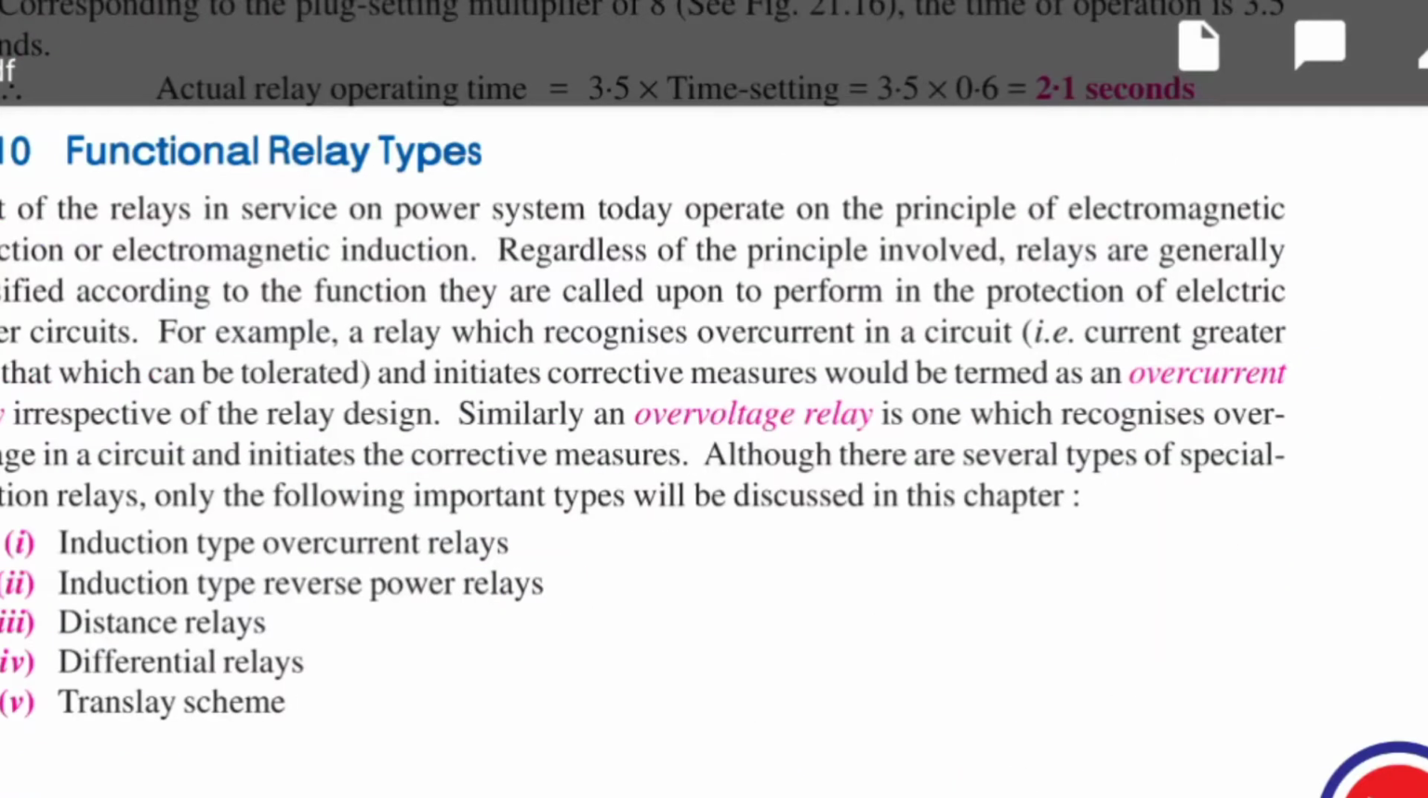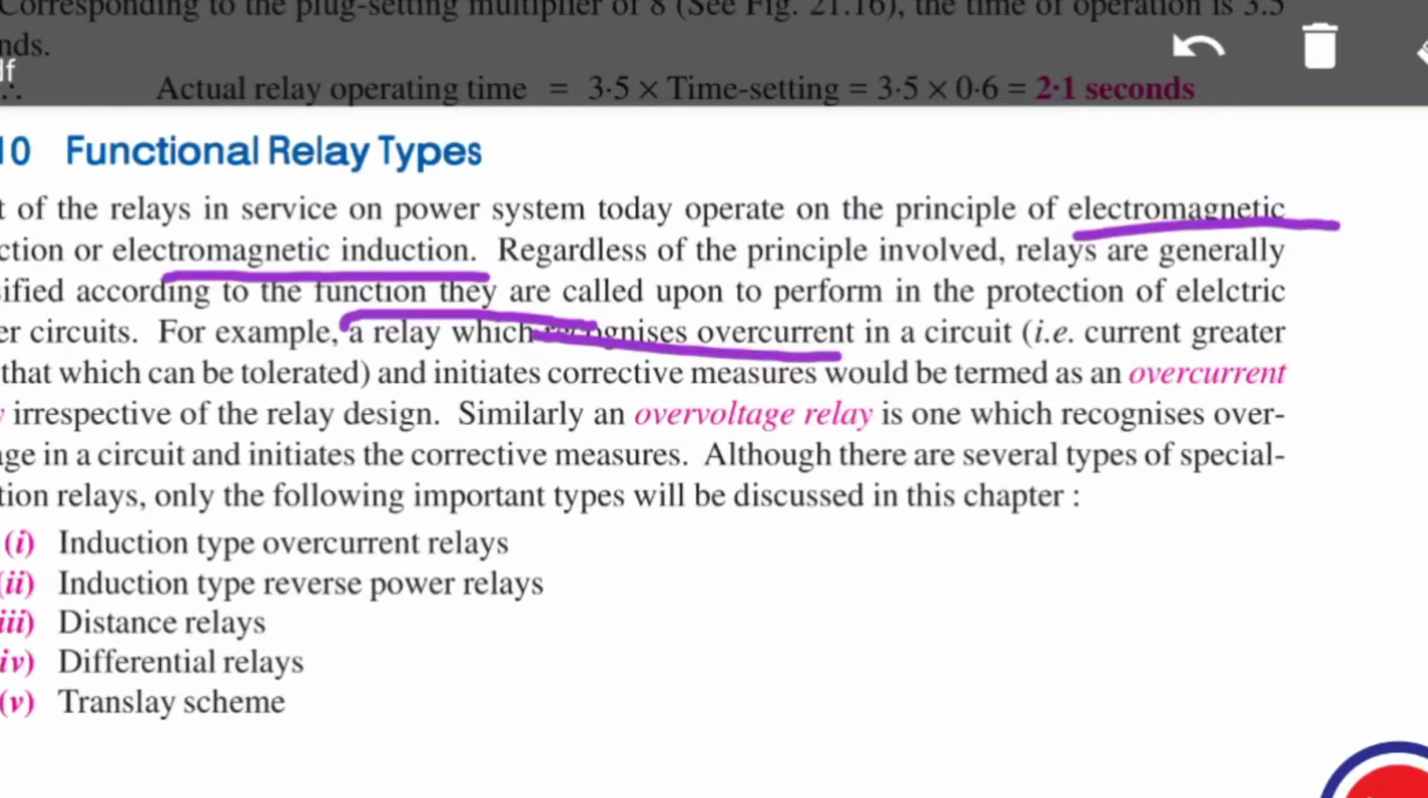According to the activating quantity, the functional relays are classified according to function. If it is an overcurrent relay, which type it is, induction type, like that. Most of the relays in power systems today operate on the principle of electromagnetic attraction or electromagnetic induction. Regardless of the principle involved, relays are generally classified according to the function they are called upon to perform. For example, a relay which recognizes an overcurrent, when the current is greater than a predetermined value, is known as an overcurrent relay.